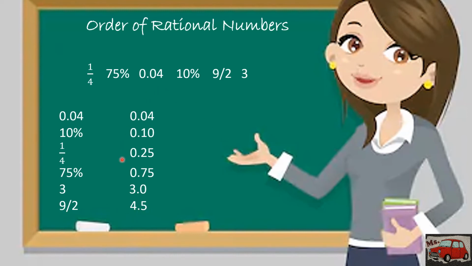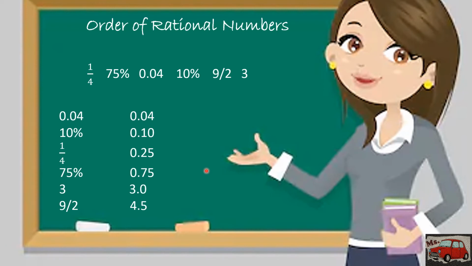So, as you can see, in-arrange ko na sila. So, nauuna, or pinakamaliit, si 0.04. Tas sunod si 10%. Tas sumunod si 1/4. Sumunod si 75%. Sumunod si 3. Sumunod na si 9 over 2. Okay? So, if nahihirapan pa kayo mag-convert ng fraction into percent to decimal or vice versa, just watch the video dun sa tungkol sa fraction, decimal, tsaka percent.